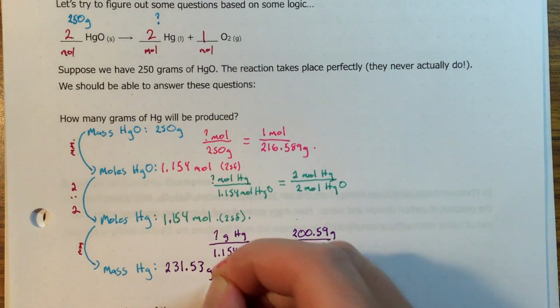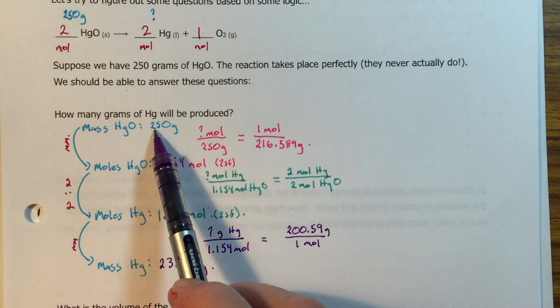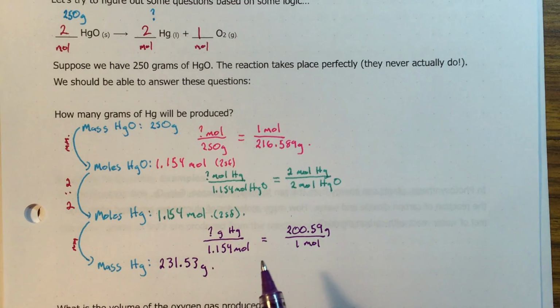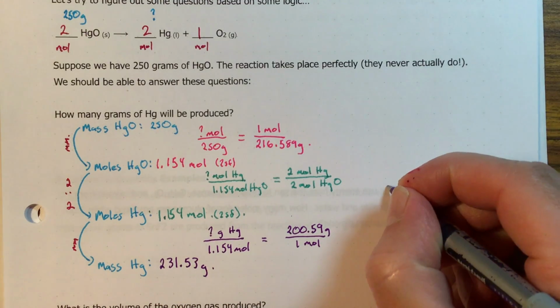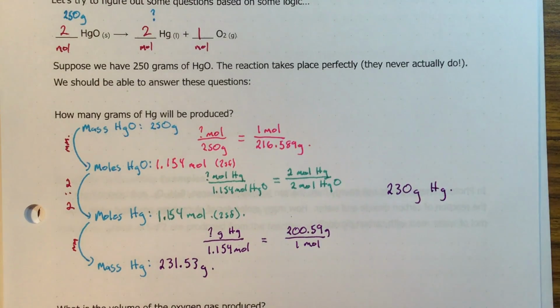231.53 grams. Now, my final answer should be in two significant figures because I started up here with two significant figures, and all of this is multiplying and dividing. So I have to take my lowest number of significant figures from all of them, which was 2. So my final answer should be 230 grams of Hg.